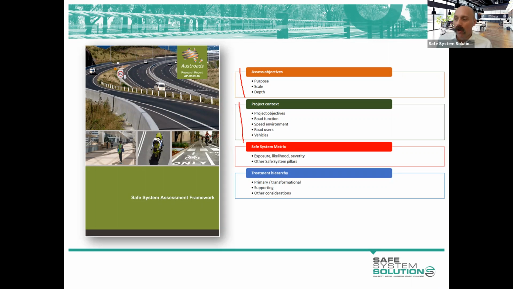You first of all understand the project context. Why is this project happening? Where is it happening? What are the things going to be changing? Or if there is no project and it's just the existing conditions that you're looking at, you get an understanding of the land use: where are the schools, what road users are using this area, how are they using it, what are the vehicle types. This is a holistic gathering of information.